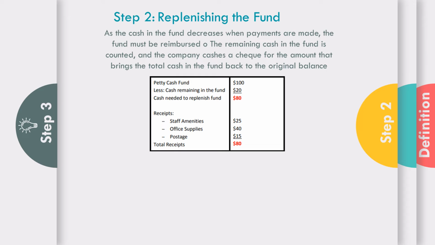To replenish the petty cash account, we need money, and in this case, we need $80 to bring back to the $20 that's remaining. This will bring our fund back to $100 cash. In order to do this, we need to make a journal entry and write a check to ourselves. So in this case, we need to debit staff amenities, debit office supplies, debit postage, and credit cash.